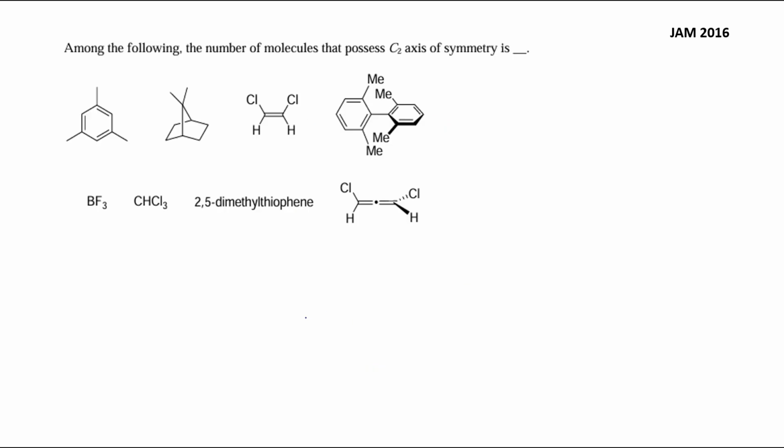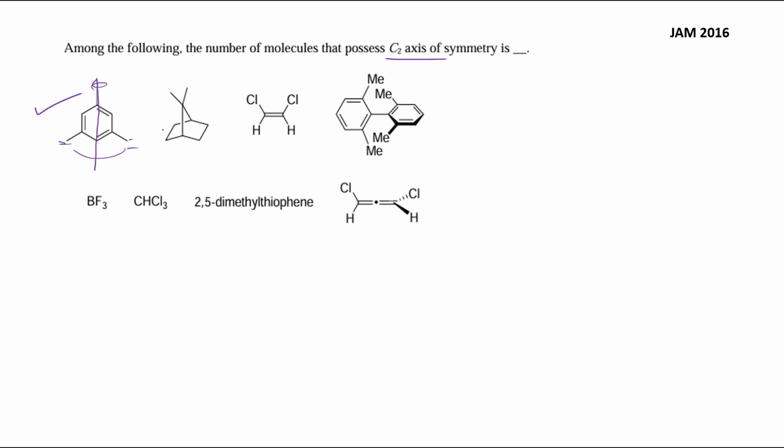Among the following, the number of molecules possessing a C2 axis of symmetry. Now, C2 axis for the first molecule: if I place the axis like this, this axis is on the plane of the screen. So when you rotate it about this axis, the two methyls will exchange their positions, and this methyl will be fixed. So here we have a C2 axis of symmetry.